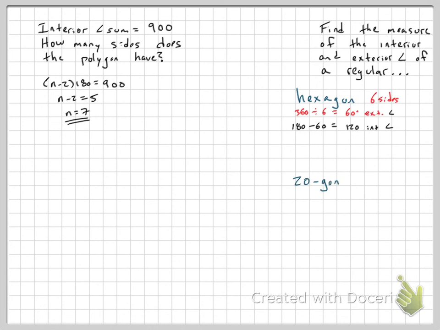And just to show you how it can work for a 20-gon, okay, again, it's a regular 20-gon, so I can just do 360 divided by 20. That gets me 18. So my exterior angle is 18 degrees. Then to find my interior angle, let's just do 180 minus 18. That gets me 162, and that is my interior angle.